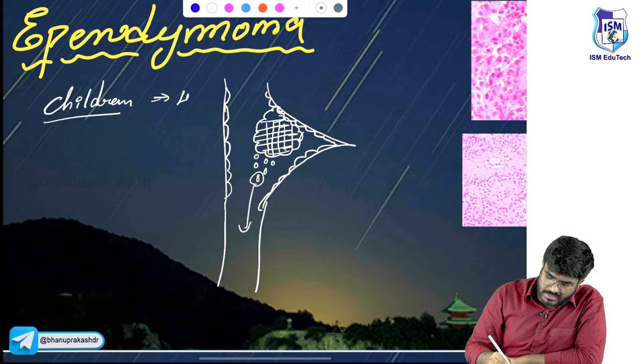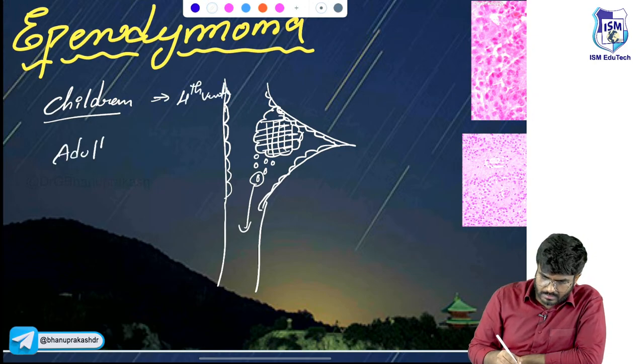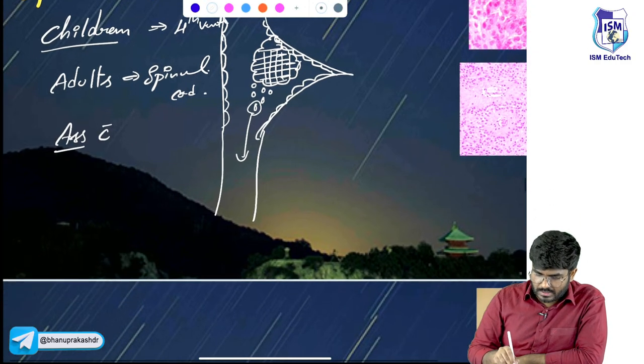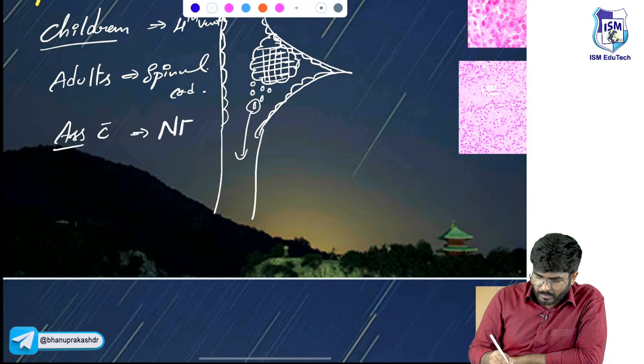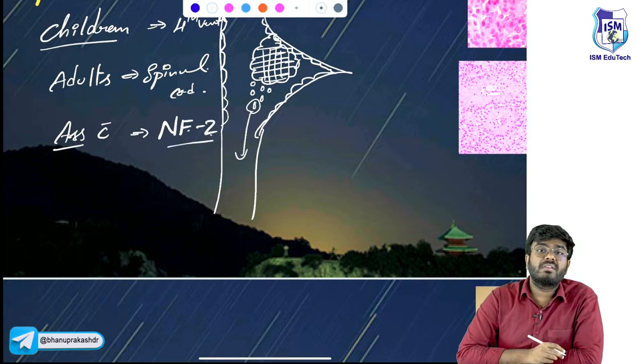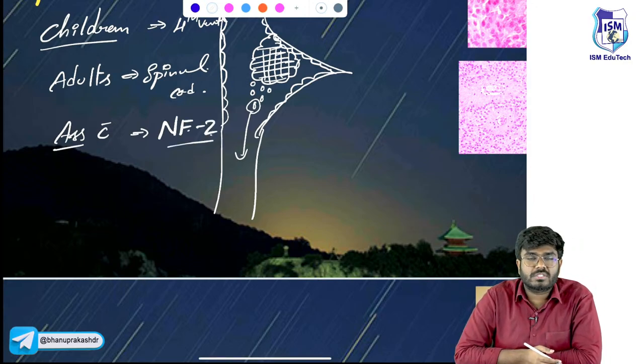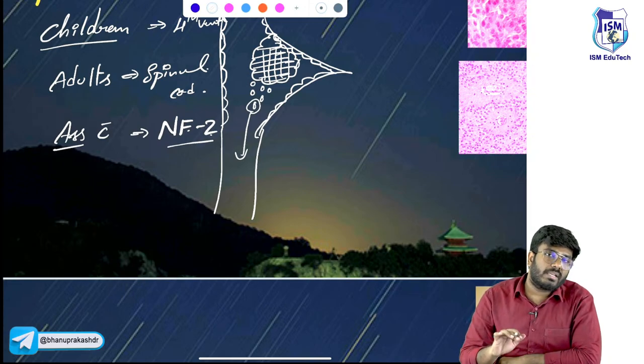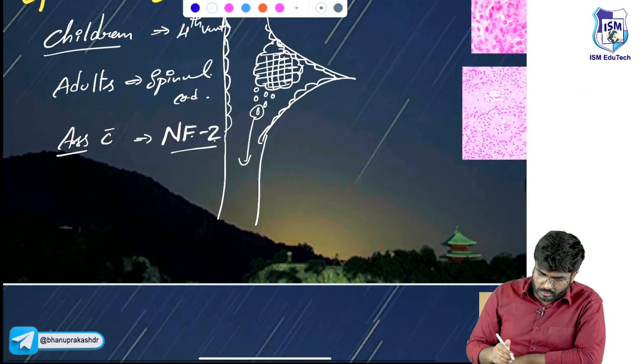So, in children, it's seen in the fourth ventricle. But in adults, it's going to be seen in the spinal cord. It is associated with which syndrome? It's associated with neurofibromatosis type 2. If a patient is suffering with neurofibromatosis type 2, he will develop different types of tumors. One of the tumors is ependymomas.